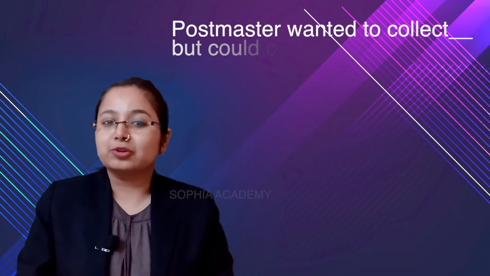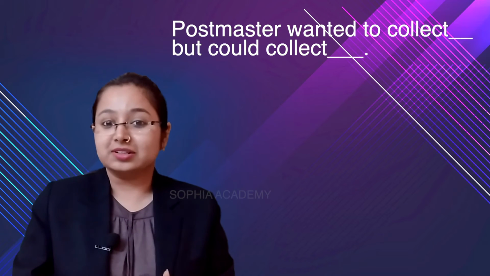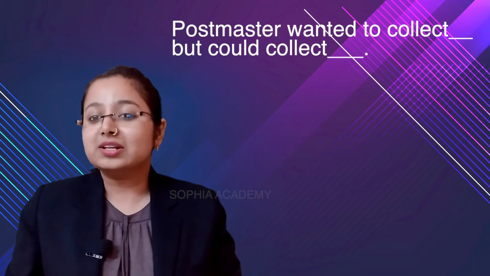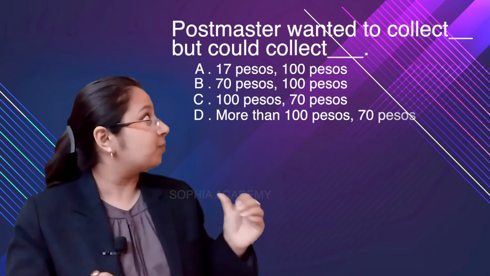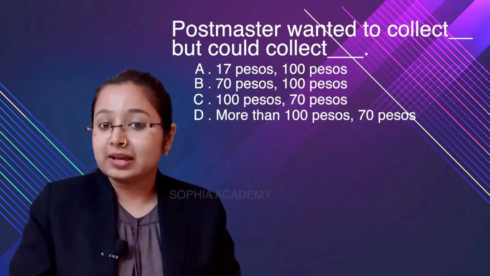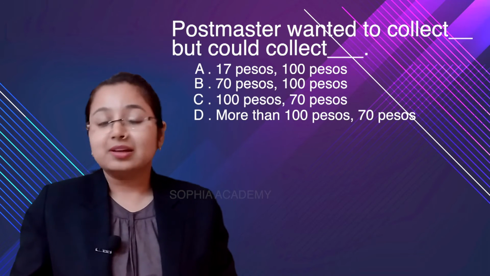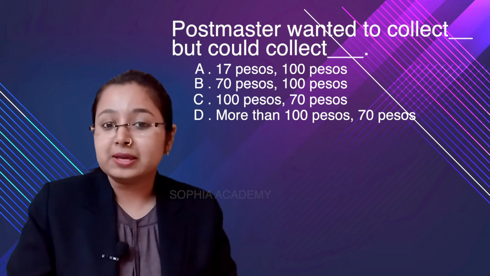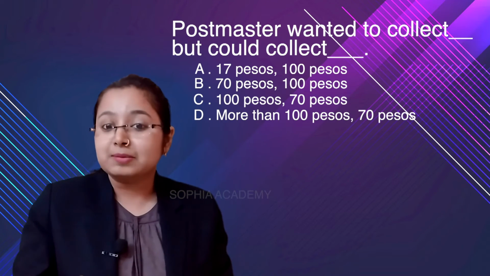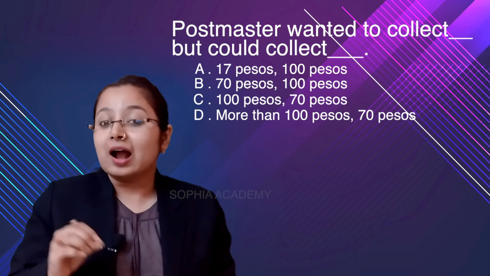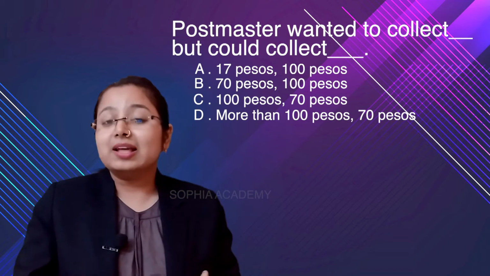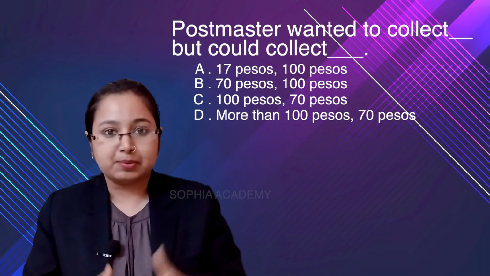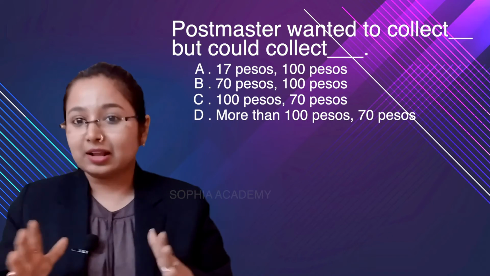Now students, let's move to the next question. So the next question is, postmaster wanted to collect dash but could collect dash, and the options are option A, 17 pesos and 100 pesos, option B, 70 pesos, 100 pesos, option C, 100 pesos, 70 pesos, and option D, more than 100 pesos and 70 pesos. See, now don't get confused.